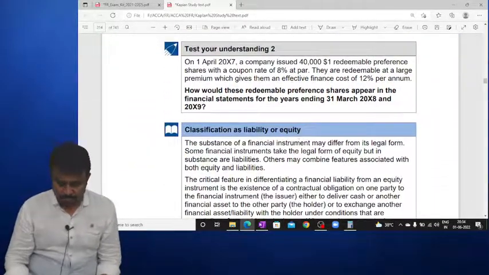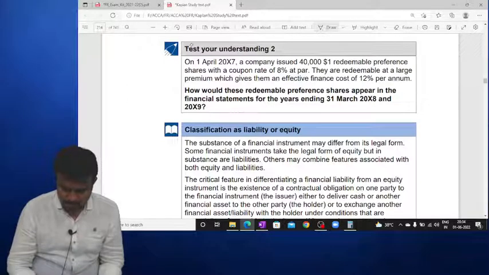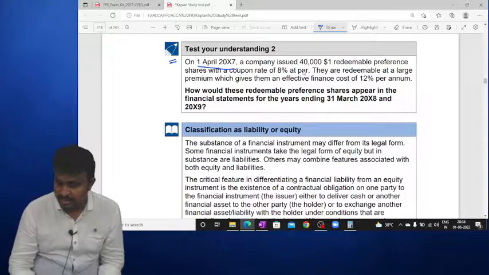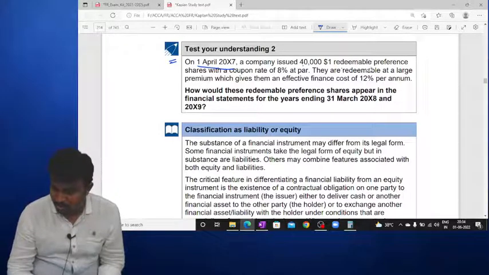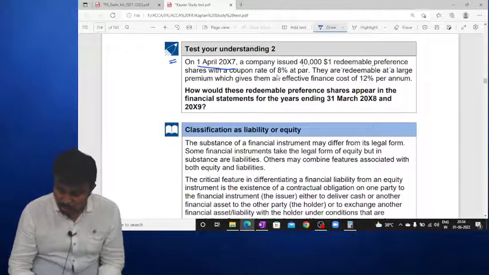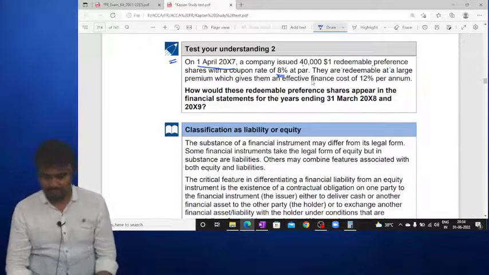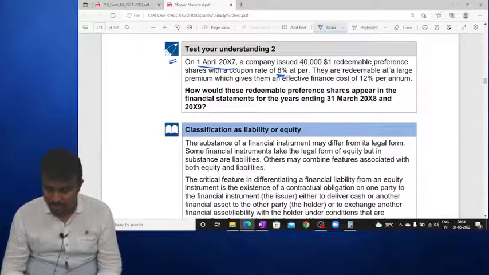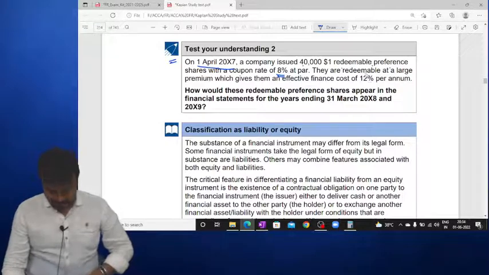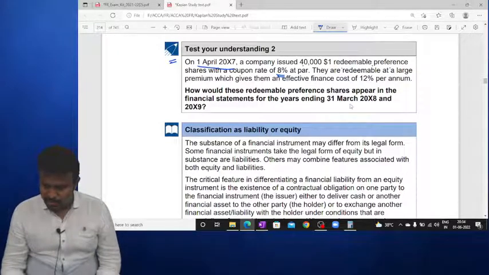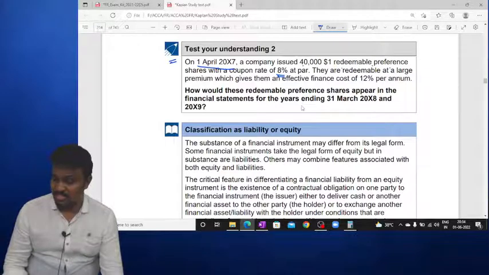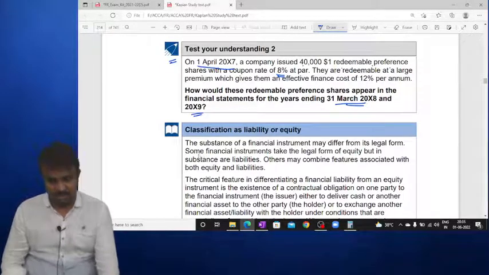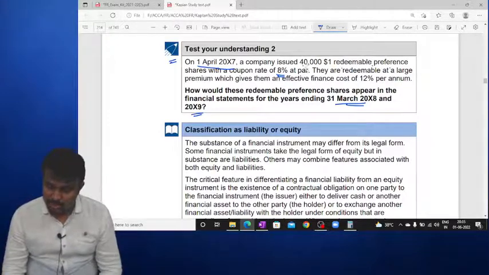For example, here, on 1st April 20X7, a company issued 40,000 $1 redeemable preference shares with a coupon rate of 8% at par. They are redeemable at a large premium, which gives them an effective finance cost of 12% per annum. So how would the redeemable preferentials appear in the financial statements for the years ending 31st March 20X8 and 20X9?